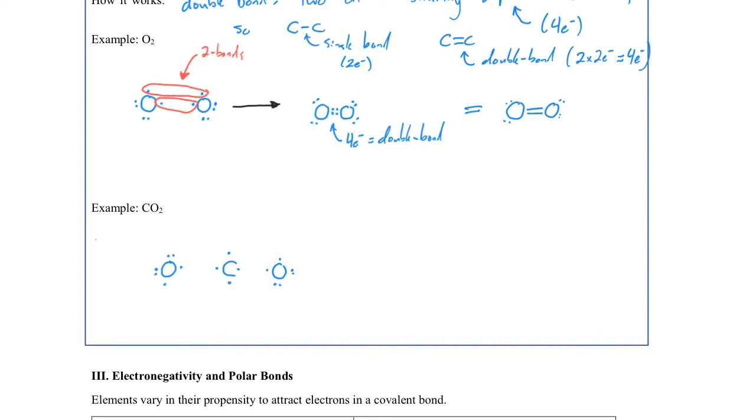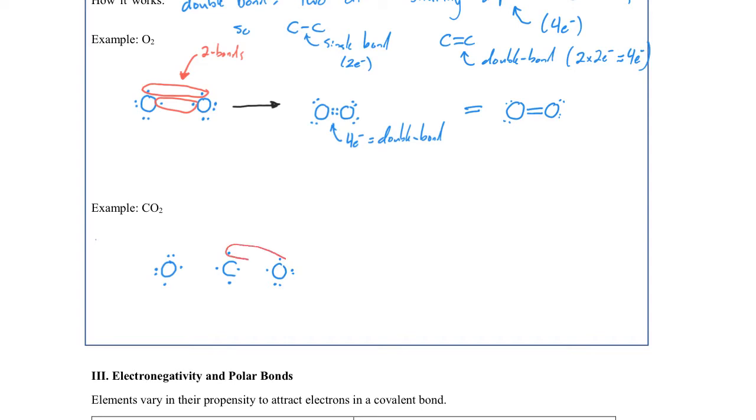Notice oxygen, each oxygen needs 2 electrons to complete its octet. Each oxygen has 2 electrons to share. So if we shared 2 electrons from this oxygen and 2 electrons from this oxygen with carbon, carbon could get an octet, but also oxygen could have an octet. So let's see what that looks like as far as where the bonds are.